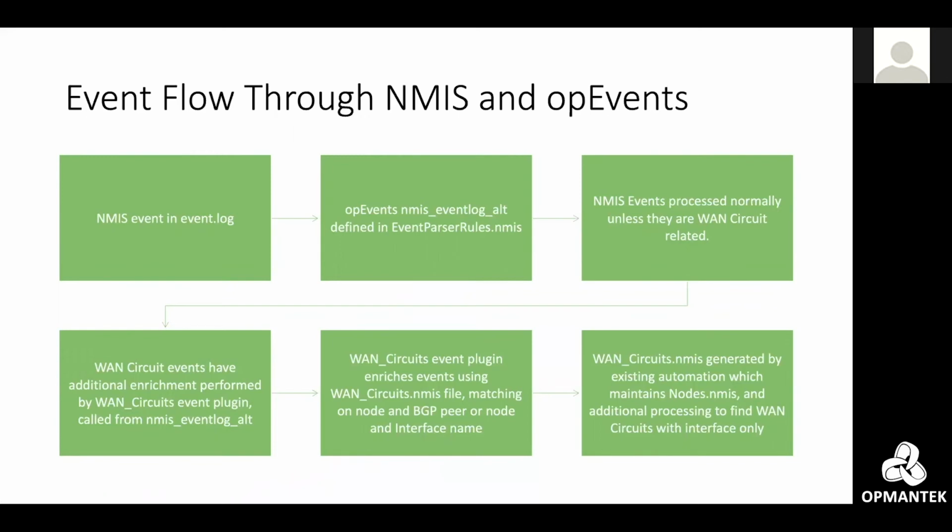So NMIS events are then processed normally, and they just go through to NMIS and everything works normally. But if they're a WAN circuit event, they get handed off to an event plugin where we do an additional enrichment. This is essentially a database lookup. It goes off and looks up additional data about that WAN circuit, matches the BGP peer ID, grabs out those BGP peer details, drops them into the event as part of the properties of the event. Then the whole thing gets delivered into the event.